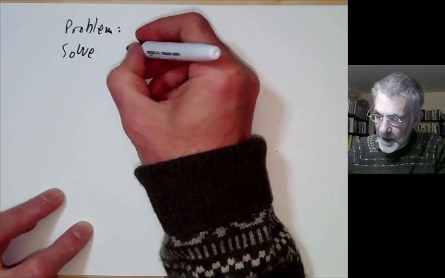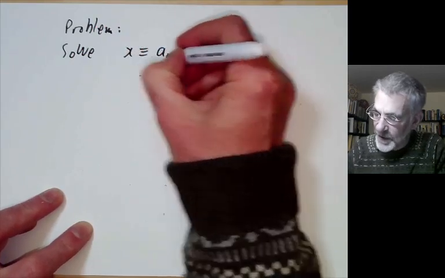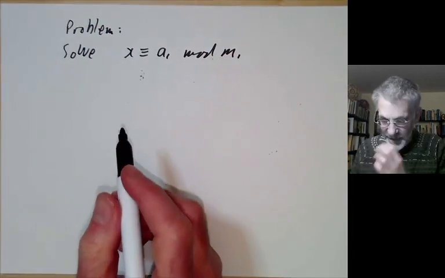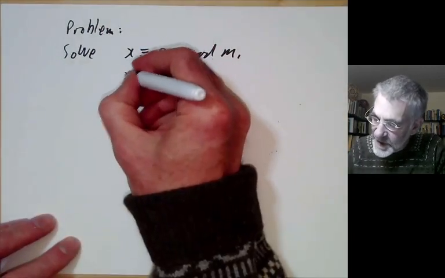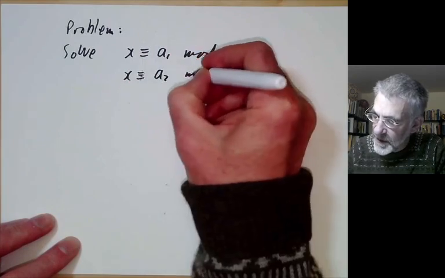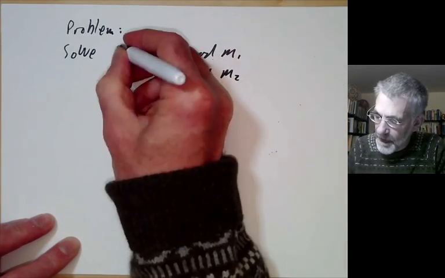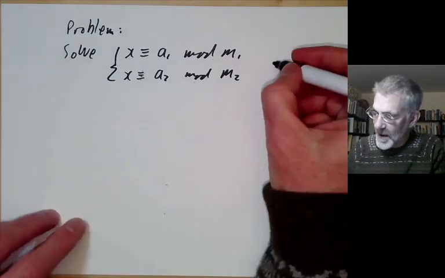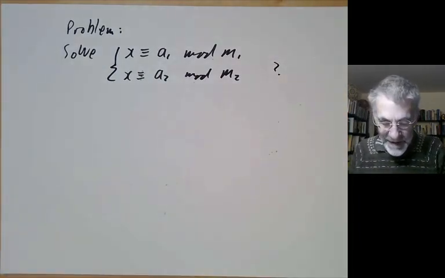We want to solve x is congruent to a1 modulo m1. Well, that's not very difficult, but we also want to solve x is congruent to a2 modulo m2. And we want to find the same x solving these two equations. So can we always find a solution?